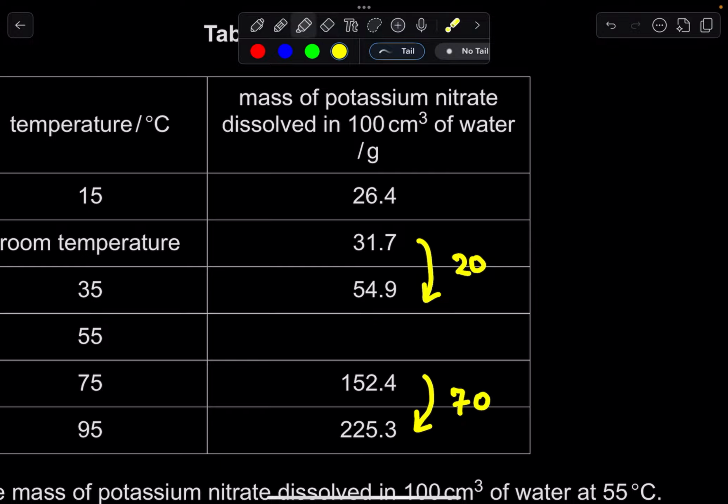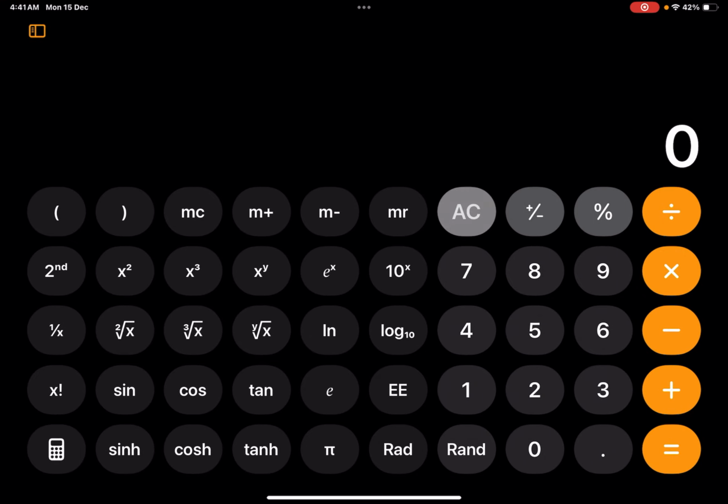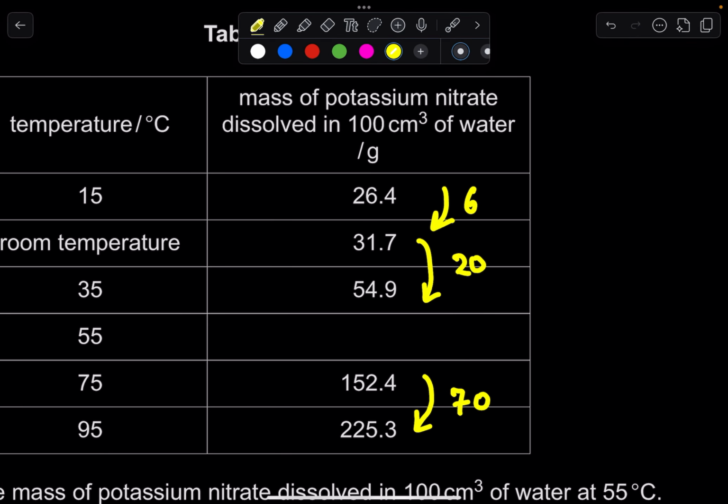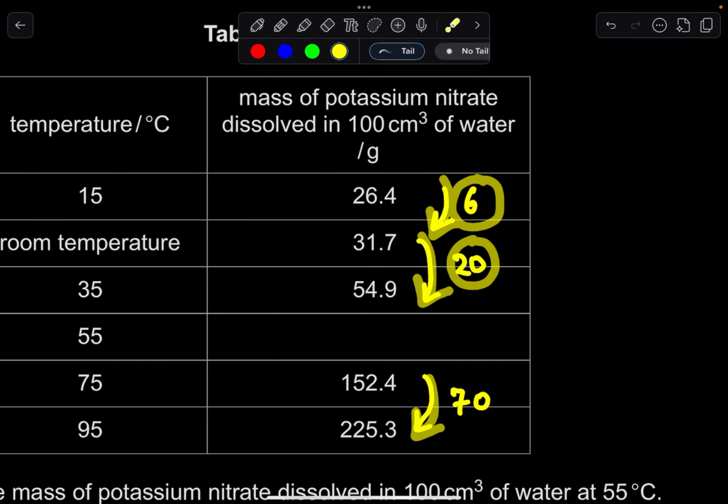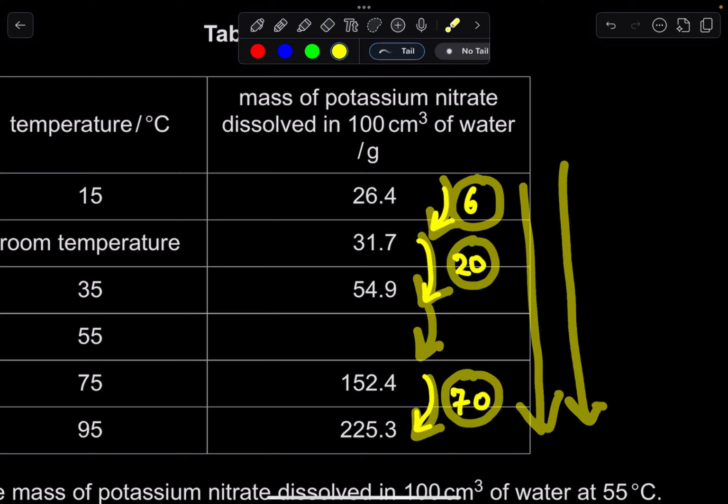It's going to be 26 minus 31.7, which is 5.7, so almost a difference of 6 here. You see over here the difference was 6, over here the difference was 20, and over here the difference was 70. So the difference is increasing. If you take the difference over here to be 6 or 7, that's going to be wrong. You have to look at the trend of what's happening. So the difference is obviously going to be between 20 and 70, almost 50 can be the difference.